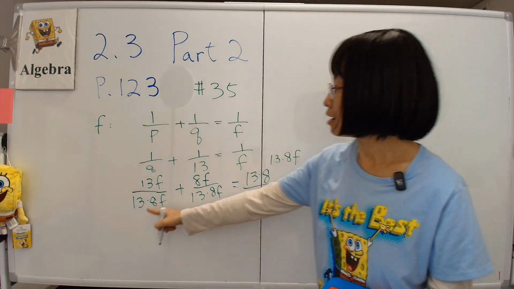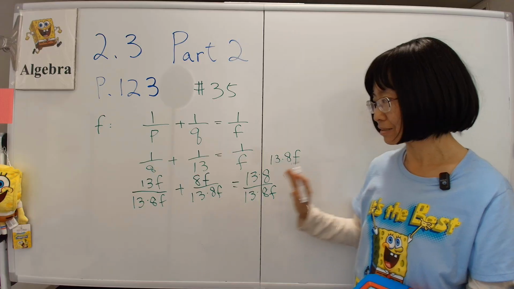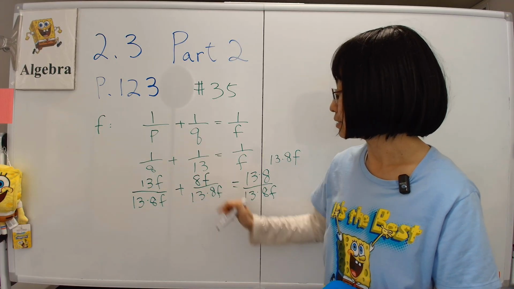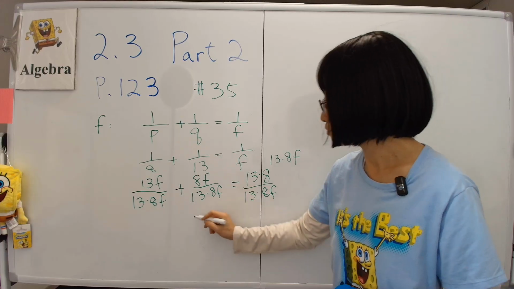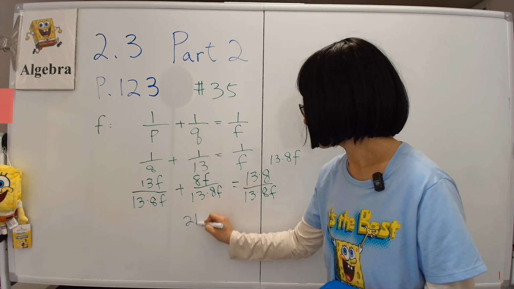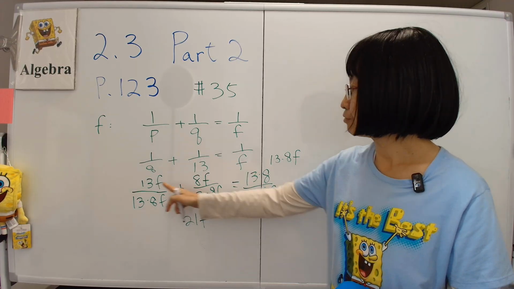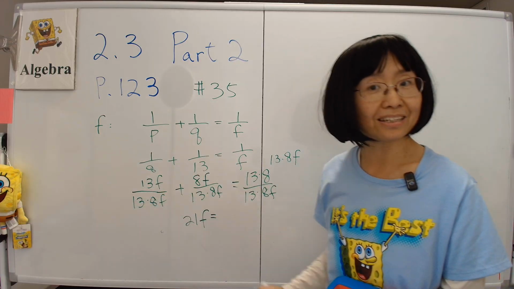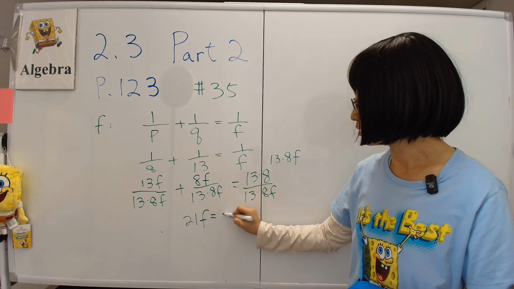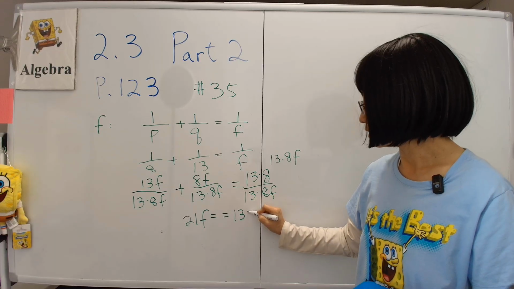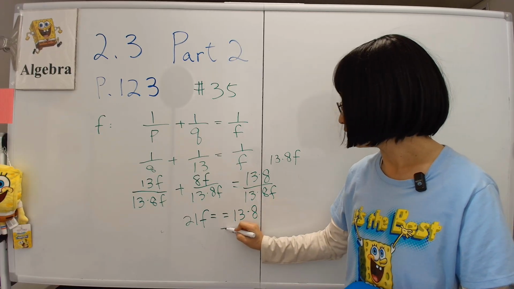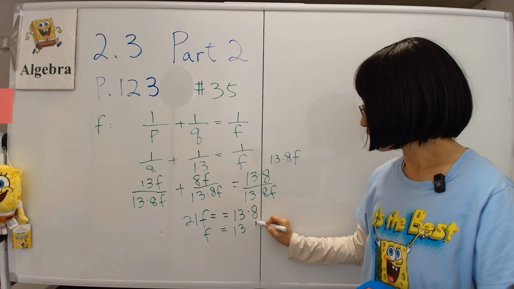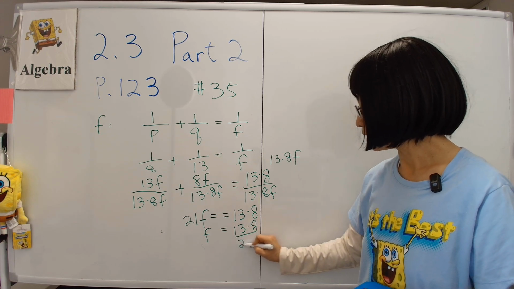All right, so now our denominators are the same, so we can just ignore them and focus on the numerator. So this becomes 13 plus 8, which is 21. Okay, we'll add the numerators up and just ignore the denominator, like it disappeared. That will be equal to 13 times 8. So then F will be equal to 13 times 8 divided by 21. And that is our answer.